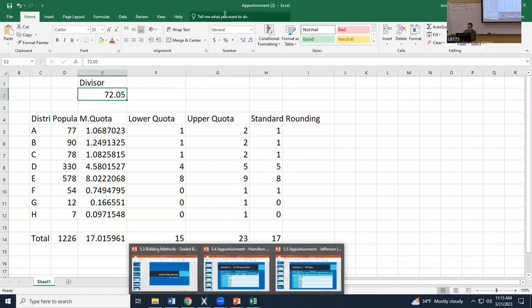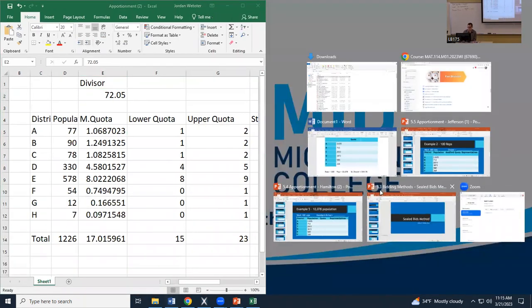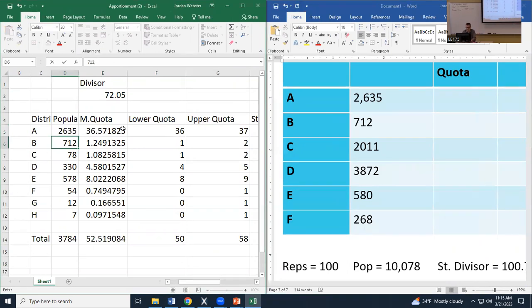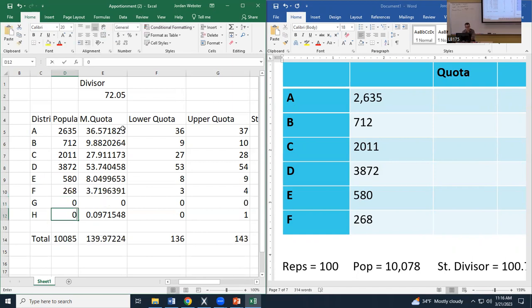So let's type in the population from the table we have. The population for District A is 2635, for B 712, 2011 for C, 3872 for D, 580 for E, 268 for F. I don't have a District G or District H, so I'm just going to put zeros on there. Is that all right? Now the standard divisor, we already said, is 100.78.